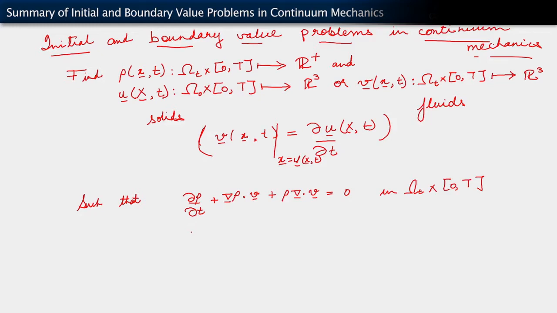And we have then our balance of linear momentum, right? The balance of linear momentum we write as rho times the material time derivative of the spatial velocity, and we are writing it out explicitly as a partial time derivative plus the convective term, equals divergence of sigma plus a body force, right, in omega t cross 0 comma t.